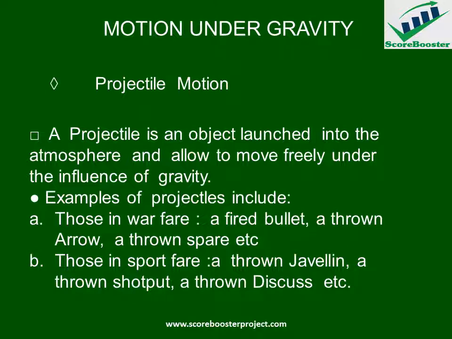Now, on to projectile motion. A projectile is an object launched into the atmosphere and allowed to move freely under the influence of gravity. Examples of projectiles include those used in warfare, such as a fired bullet, a thrown arrow, a thrown spear, etc. The other category of examples are those that are used in sports, such as a thrown javelin, a thrown shot put, a thrown discus. All of these are used in sport.